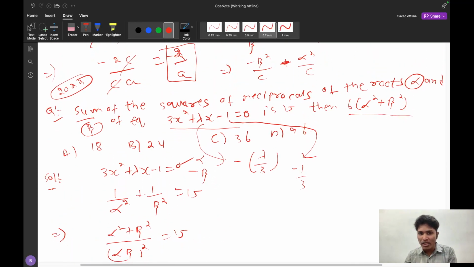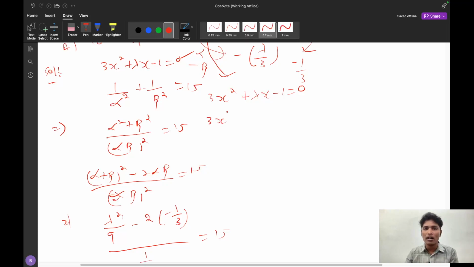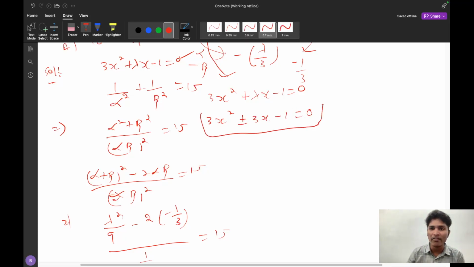So rewrite the equation. 3x square plus lambda x minus 1 is the given equation. So simply what I am doing, I am inserting the value of lambda here. What is the lambda? Plus or minus 3. So 3x square plus or minus 3x minus 1 is equal to 0. This is the required equation.